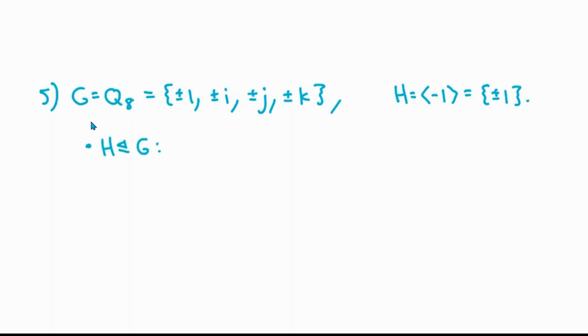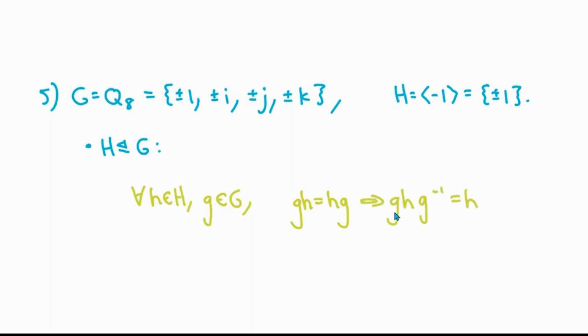Well, H is a normal subgroup of G in this case, and it's pretty easy to see from the fact that for any h in H and g in G, gh is equal to hg. In other words, every element of the group H in this case commutes with every other element of the quaternion group. And so, when I take this equation and I multiply it by g inverse, I get that the conjugate of h by g is equal to h. Now that's obviously an element of H, and that's precisely what we needed to show in order to verify that this is a normal subgroup.